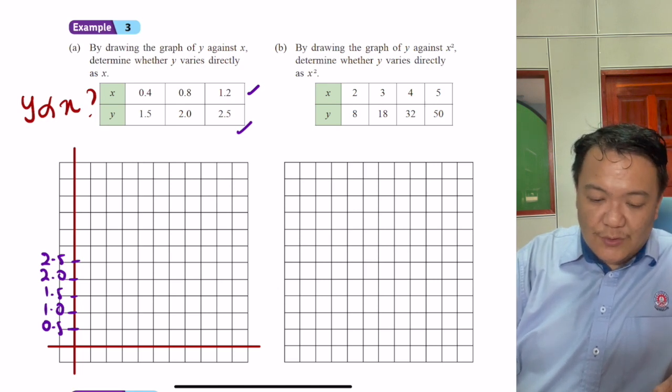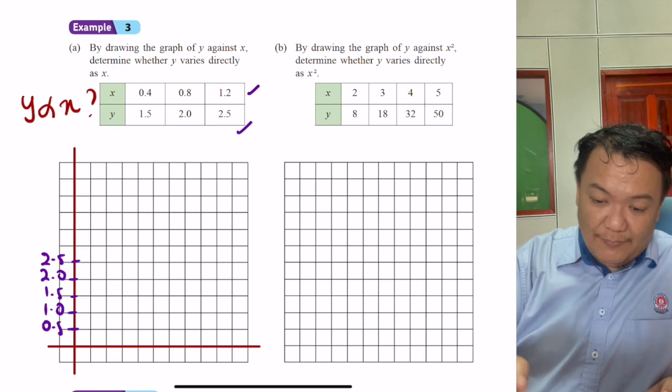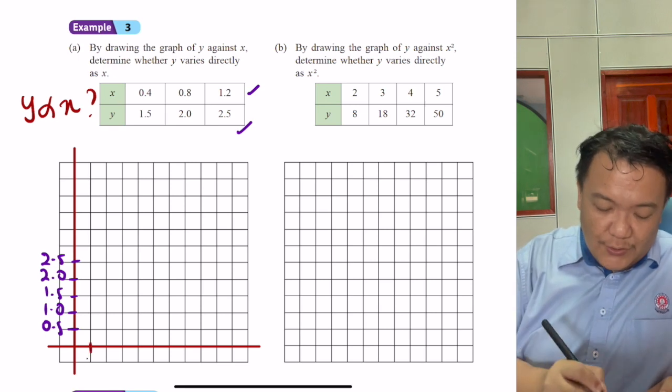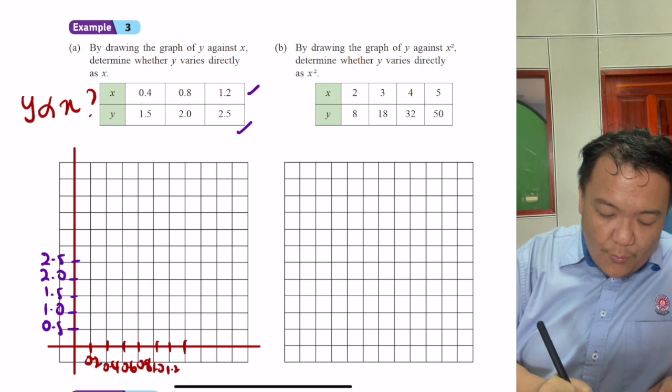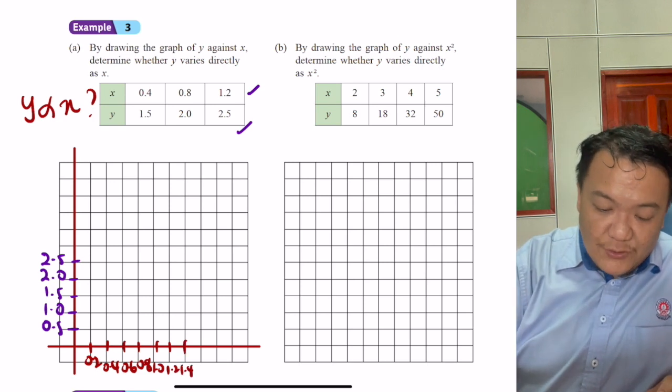You can use 0.4 or 0.2, the same thing. So for example, I use 0.2. So 0.2, 0.4, 0.6, 0.8, 1.0, 1.2, 1.4, and so on. Okay, next you need to plot.